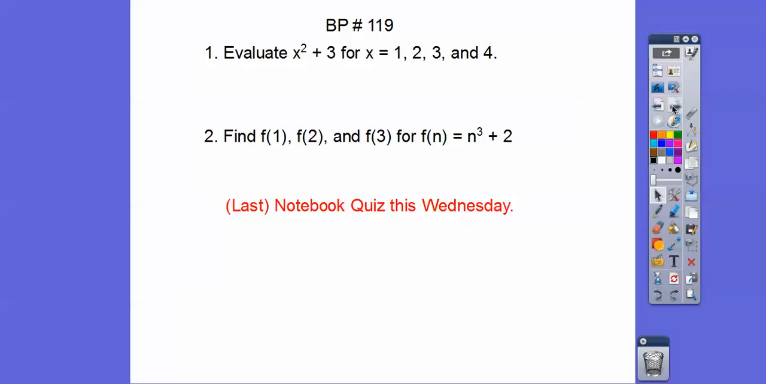So I have these things called board problems, so if you're not in my class, you don't know what this is. So evaluate this function right here, x squared plus 3, or this expression, I guess, for x equals 1. So 1 squared is 1, plus 3 is 4, and then plug in 2. 2 squared is 4, plus 3 is 7.